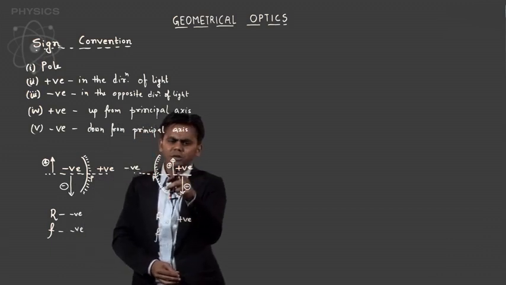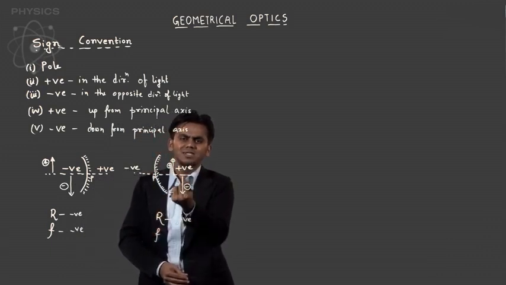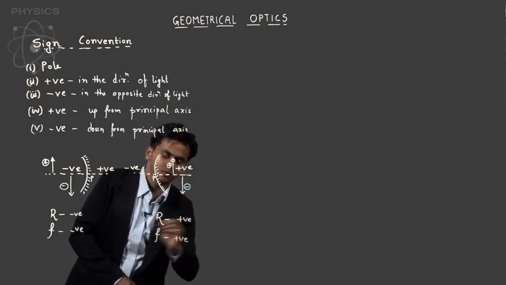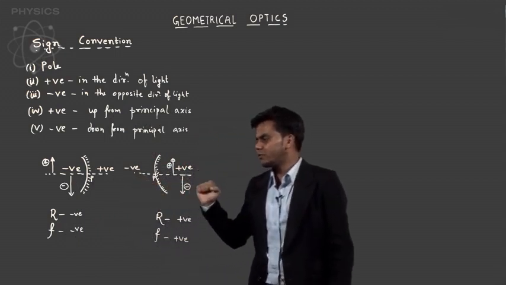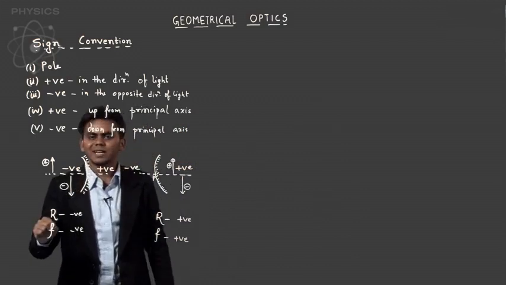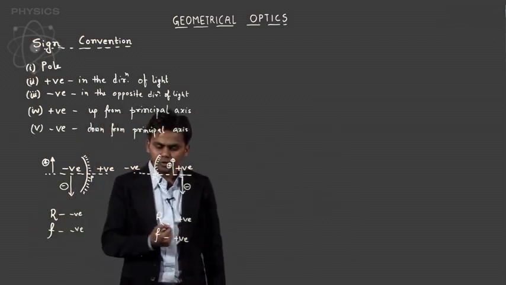Again, the focus would also be on this side. I've seen that in the case of earlier diagrams, the virtual focus. So this is also positive. So now we have a complete understanding of radius of curvature and focal length for the concave and convex mirror, and the sign also.